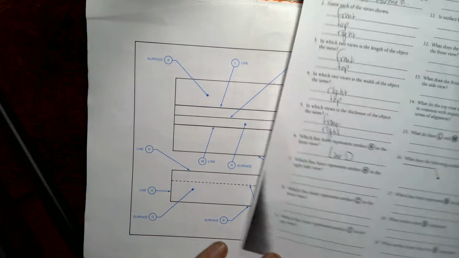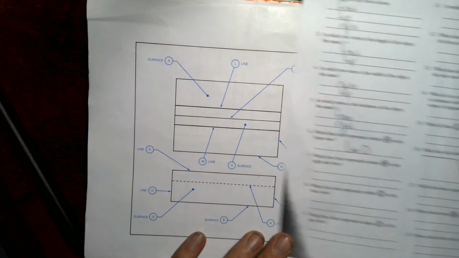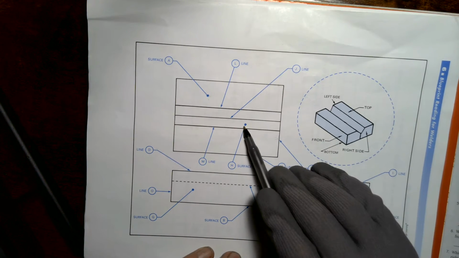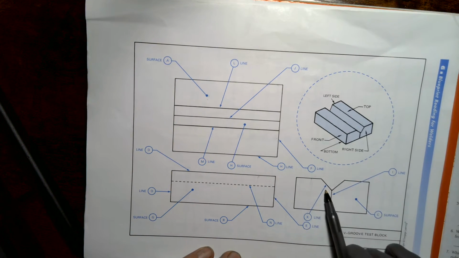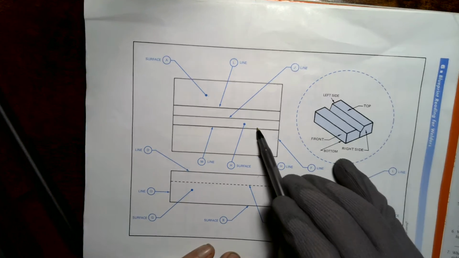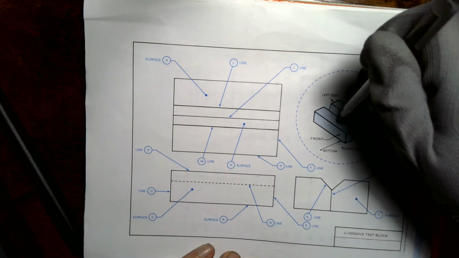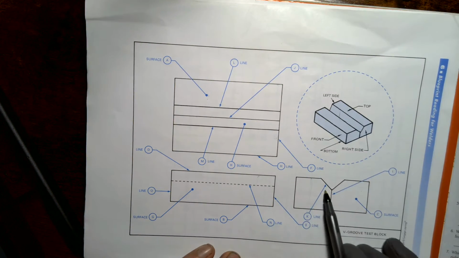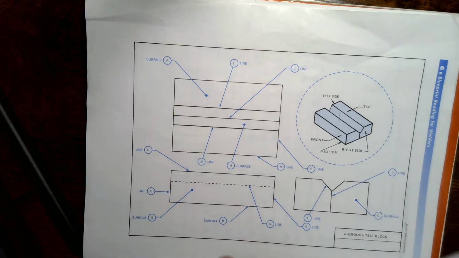Which line letter represents surface H in the right side view? So we have surface H. This is the right side. Look at that. K is pointing to that surface as well. We're looking down on top here, right? We're looking to the right side. Line K.